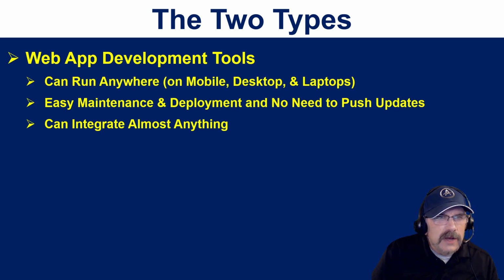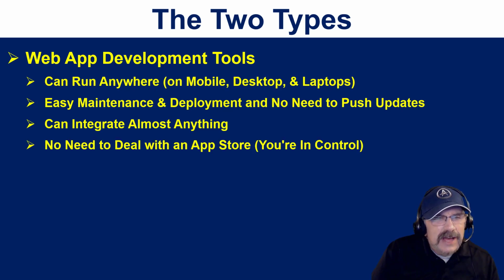We can even separate out our back end so that we have a web app in one place and a relational database in another, and that's not a problem. And it's nice to not have to deal with an app store. Typically, each app store has its own contracts, its own requirements, and you have to push and maintain your application in each specialized app store. So that's kind of a pain if you don't really need it. So with a web app, you're in control.